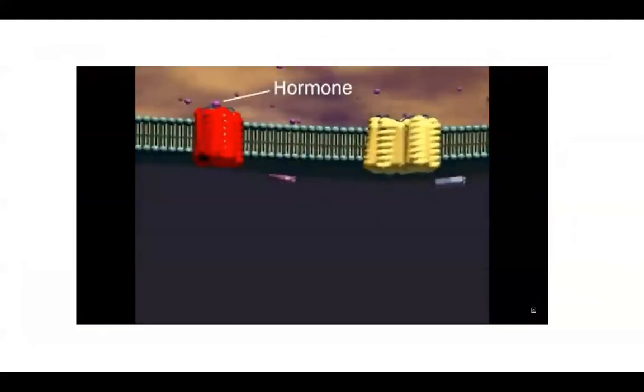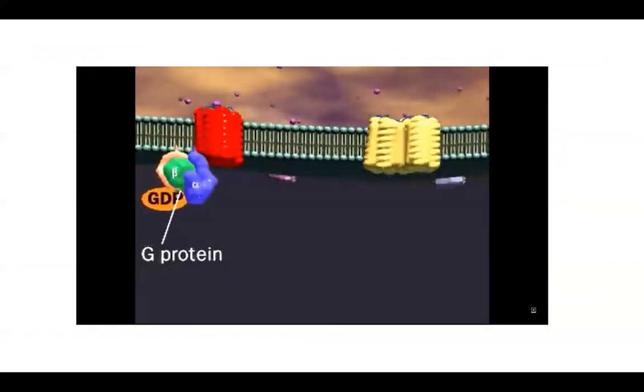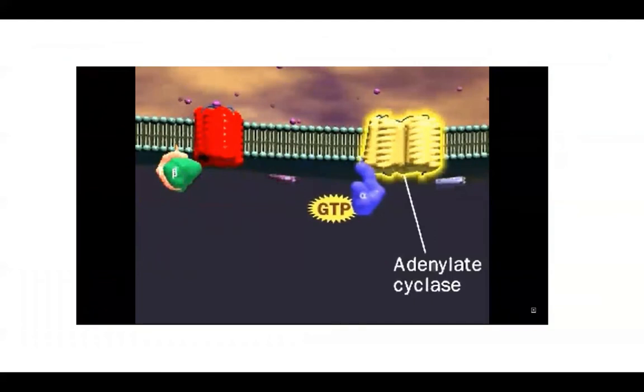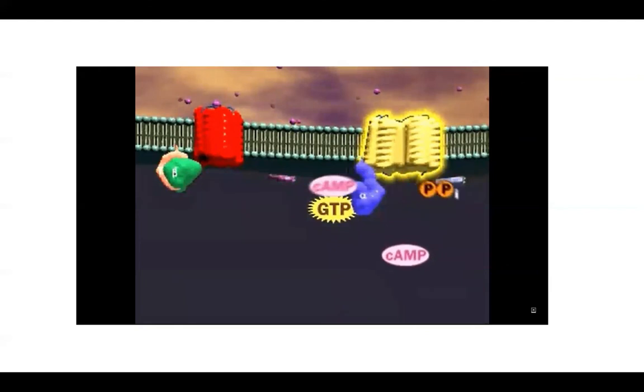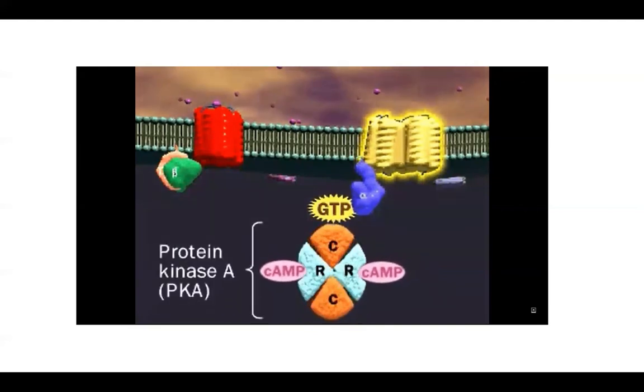A hormone binds a receptor, activating a G protein. The G protein's alpha subunit binds GTP and dissociates. It then binds adenylate cyclase and activates it. Active adenylate cyclase catalyzes the conversion of ATP to cAMP and pyrophosphate. cAMP activates other molecules, such as protein kinase A, by binding their regulatory subunits.